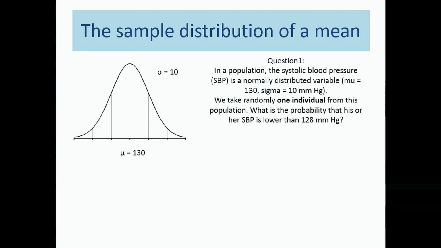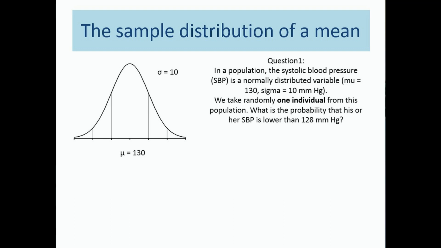In statistics, we are often interested in means of observations instead of individual observations. Let's first consider a question about one individual. We have a given population with normally distributed blood pressures with mean 130 and standard deviation 10. If we take out randomly one individual from the population, what will be the probability that this individual has a blood pressure smaller than 128 mm mercury?